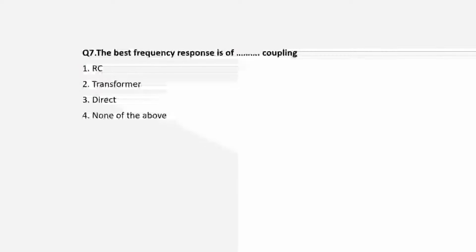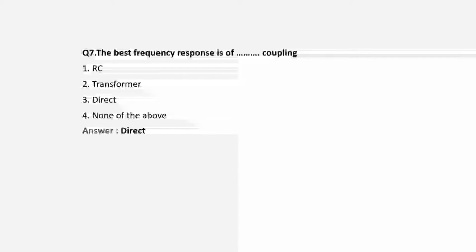In this question, the best frequency response is of which type of coupling? We know that there are basically three types of coupling: RC coupling, transformer coupling, and direct coupling. From these three, the direct coupling method gives the best frequency response as compared to the other two coupling methods.